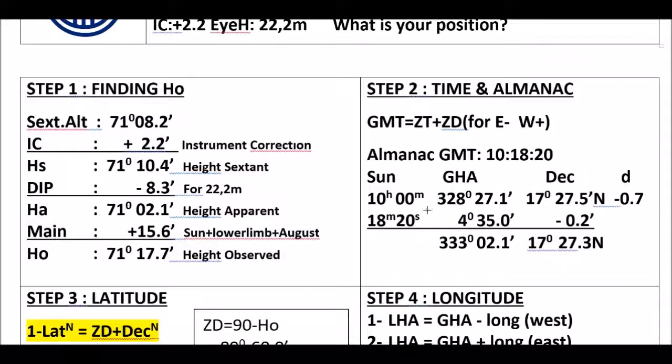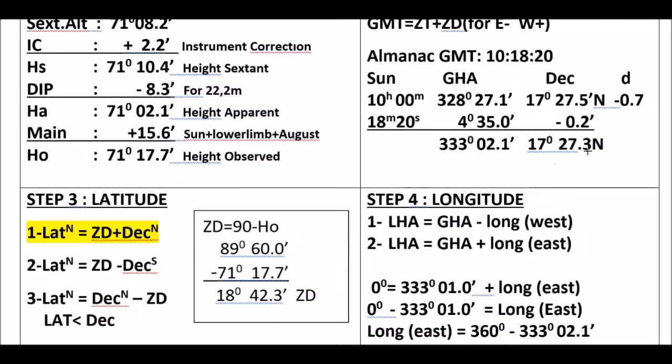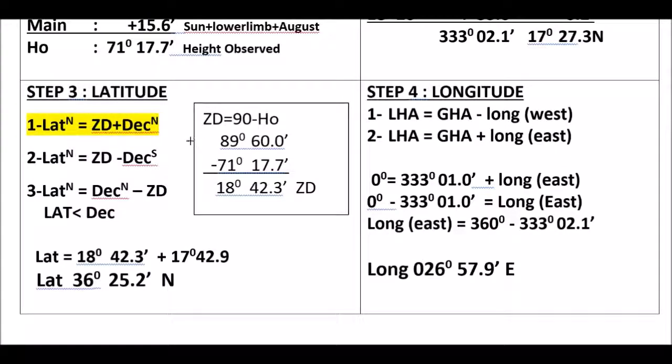We know now at our observation time where the sun is. We have 4 formulas, these three formulas, one of them will be chosen. And zenith distance will be used in all these formulas. So zenith distance means 90 degrees minus HO. We found HO here. Just mathematics.